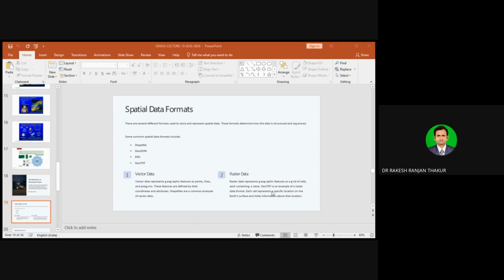Whether we can represent our data through point, line, or polygon or not? Point, line, and polygon, in these three we represent our data set, right? There is no answer from the audience. Okay.